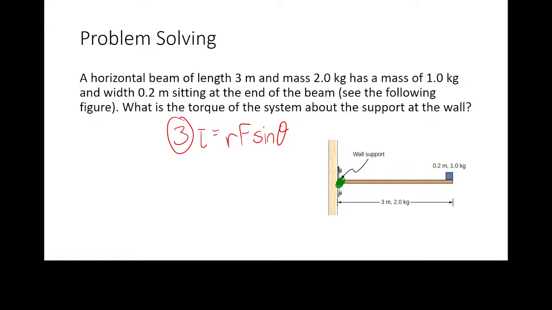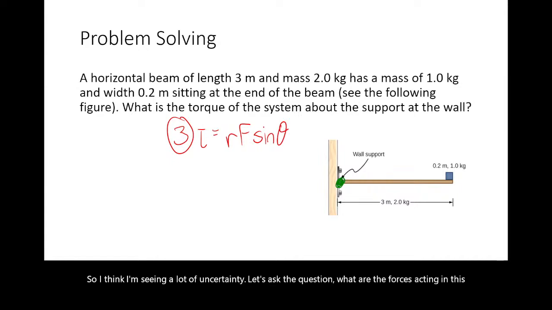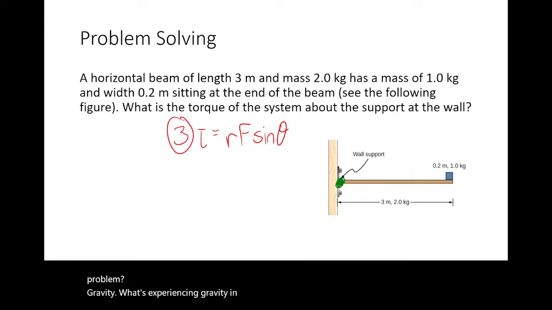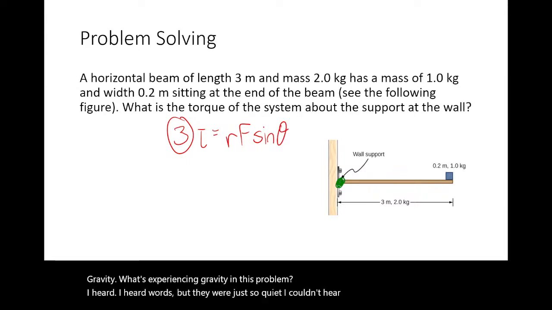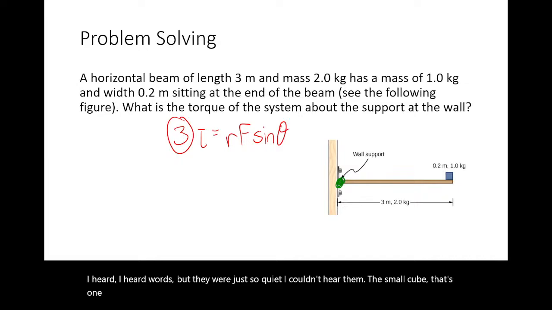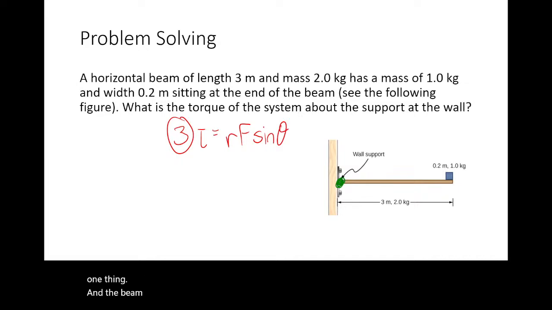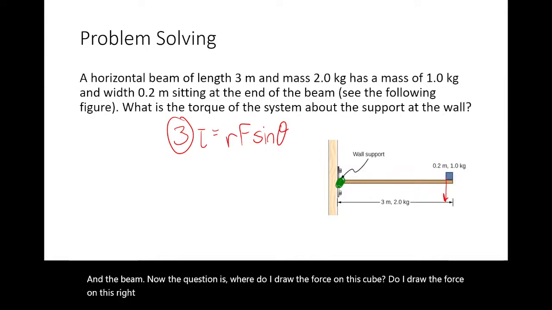So, I think I'm seeing a lot of uncertainty. Let's ask the question, what are the forces acting in this problem? Gravity. What's experiencing gravity in this problem? The small cube, that's one thing. And the beam. Now the question is, where do I draw the force? On this cube, do I draw the force on this right side, on this left side?